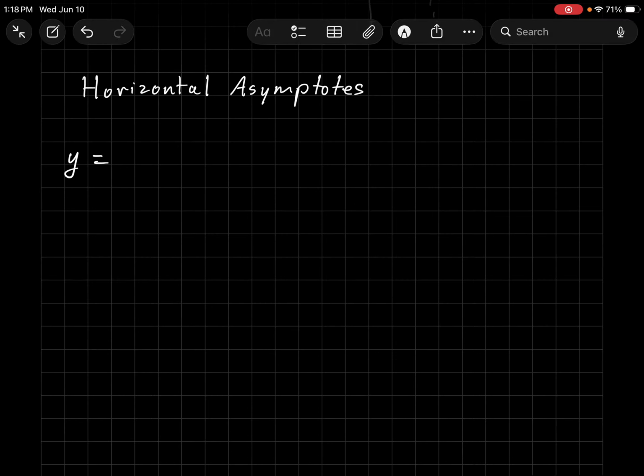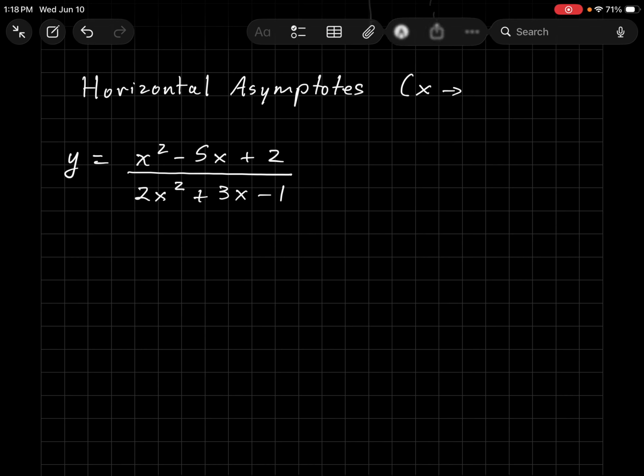Let's do one example, the correct mathematical way. But I don't want to do the correct mathematical way after this. I want to use the correct mathematical way to find a shortcut. Now, the horizontal asymptote occurs when x goes to infinity. So before I let x go to infinity, I'm going to factor out the highest power in the numerator and the highest power in the denominator. So the highest power in the top is x squared.